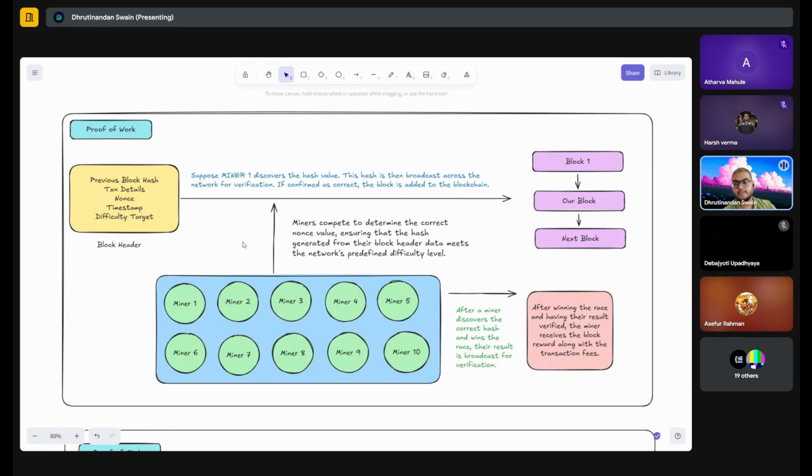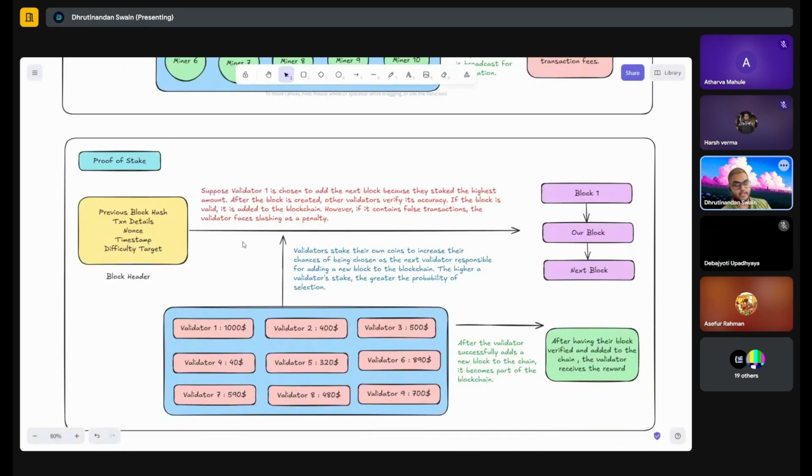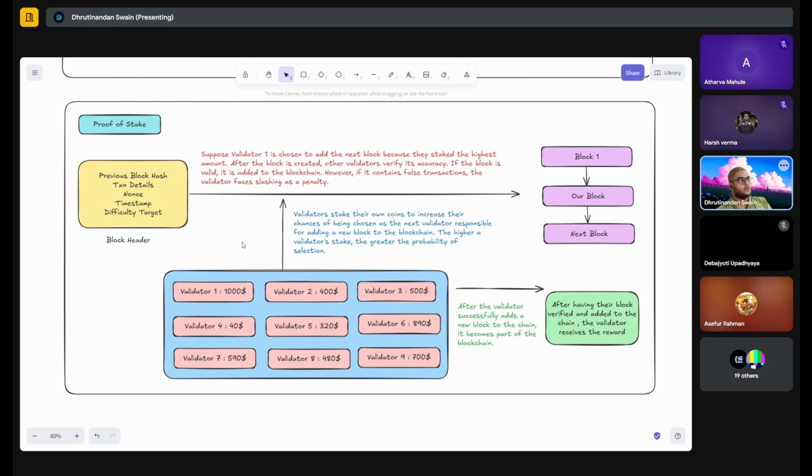Let's move towards the next type of consensus mechanism, proof of stake. Proof of stake is currently used by Solana and Ethereum 2.0. So let's understand that. It's very similar to proof of work, but the mechanism is very different. I will explain it in a very simple way, so stay with me.